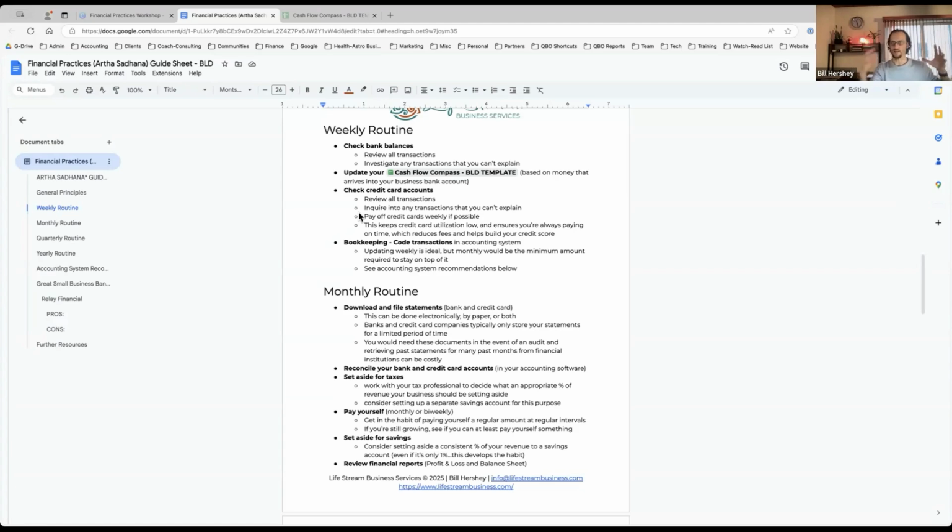So how much cash in your bank account that actually belongs to you is different in a way from how much is actually there, if that makes sense. So by paying off your credit cards on a weekly basis, it ensures that your bank account balance is a little bit more of an accurate reflection of how much cash you actually have at your disposal.